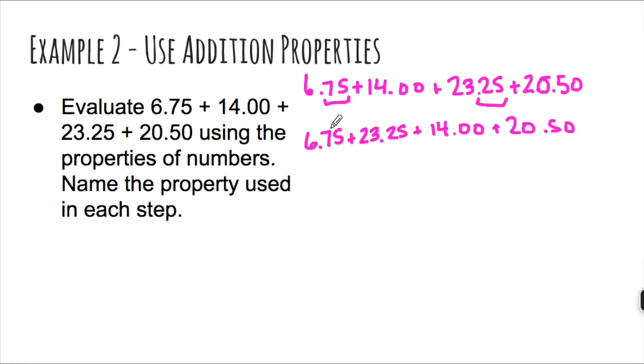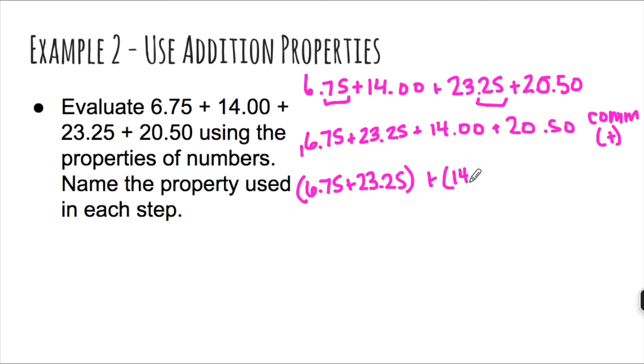So now, this is the commutative property. And since we're doing addition here, we're going to say commutative property of addition. Now I can take these and group them together. So 6.75 plus 23.25. Group those. And then group my other two, 14 even plus 20.50.